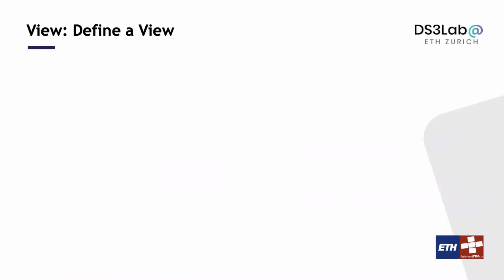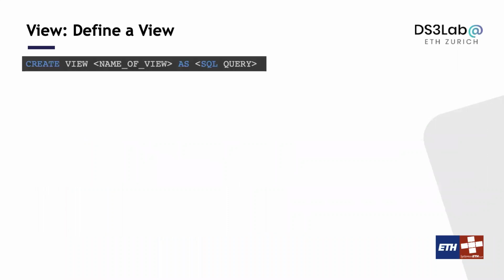So how do you define a view? Defining a view is similar to defining a table or relation inside a database. Here's the syntax: you create a view and put the name of the view here, followed by a SQL query. What the system does is give this SQL query a name, and then you can use the view as if it is a table.